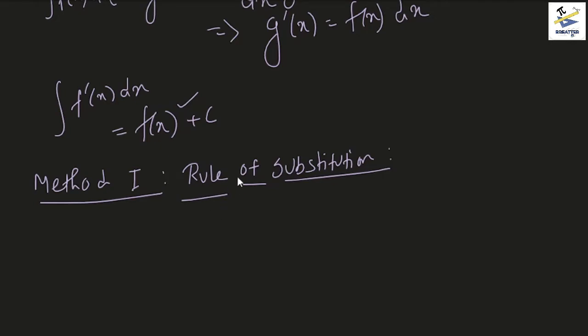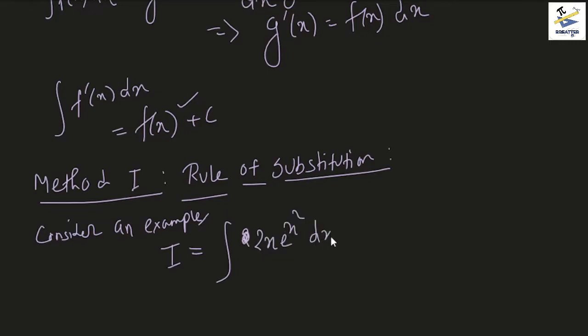So how do you find the rule of substitution? Consider an example. Let us say we are trying to evaluate the integral I equals the integral of 2x e to the power x squared dx.